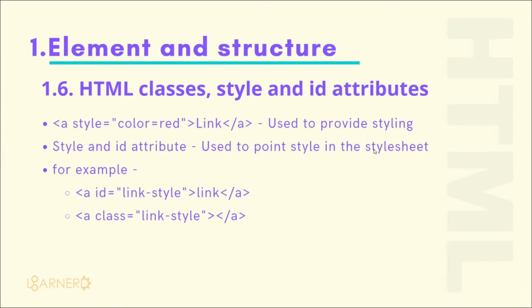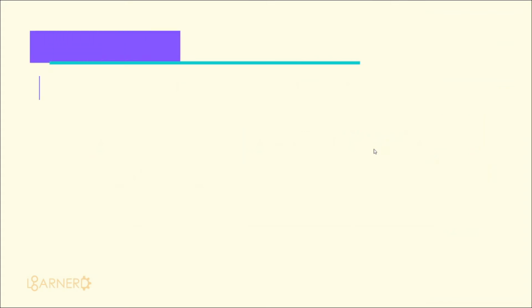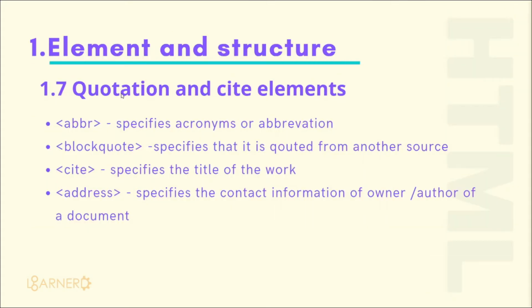So moving forward with the next topic, that is quotation and cite elements. So what are quotation and cite elements? Quotation and cite elements are used to provide a reference or a title to a particular work. There are a couple of tags we will be using for quotations and cite elements. The first one we will go with is the abbreviation, or ABBR. The ABBR tag is usually used to provide acronyms or abbreviations for a particular work.